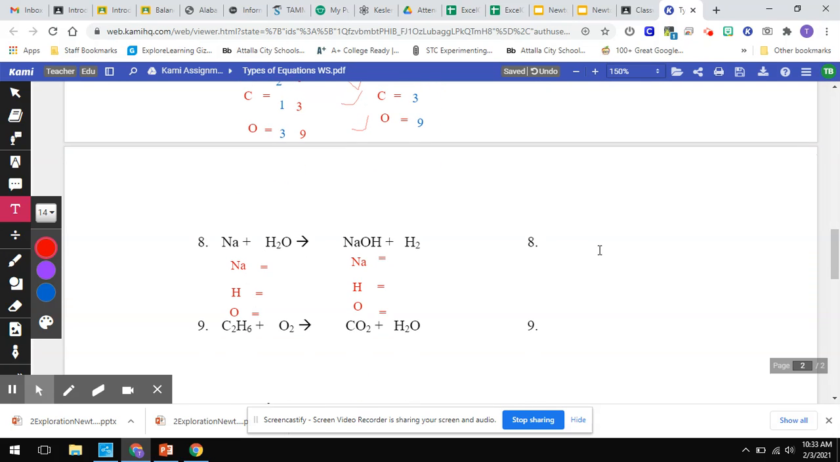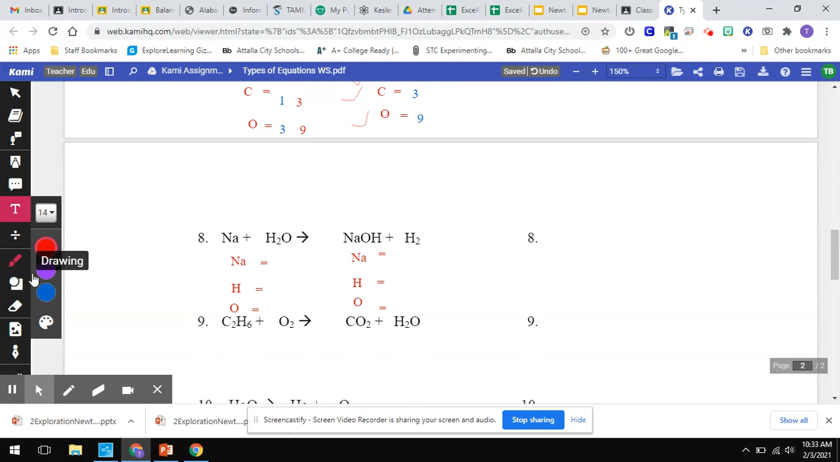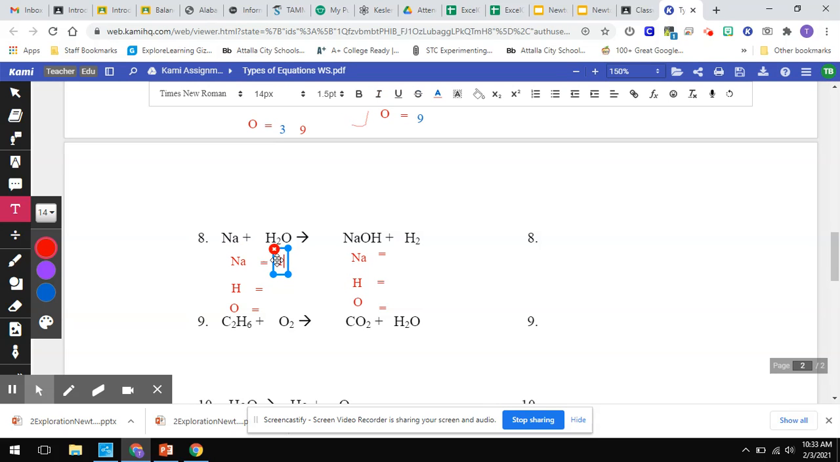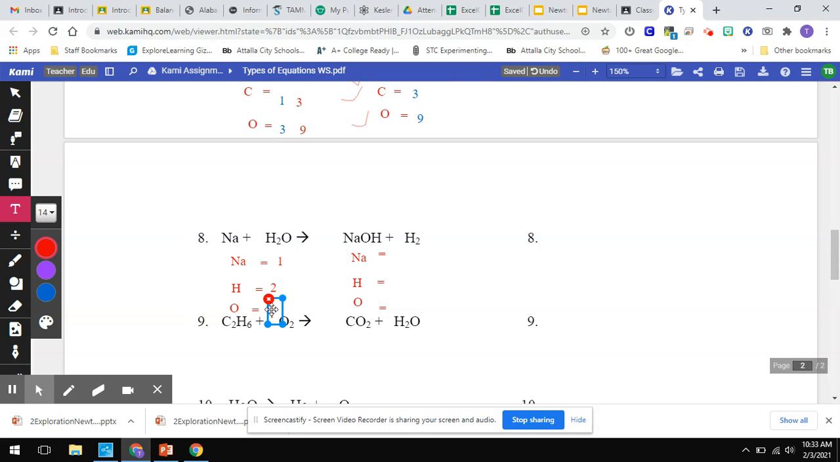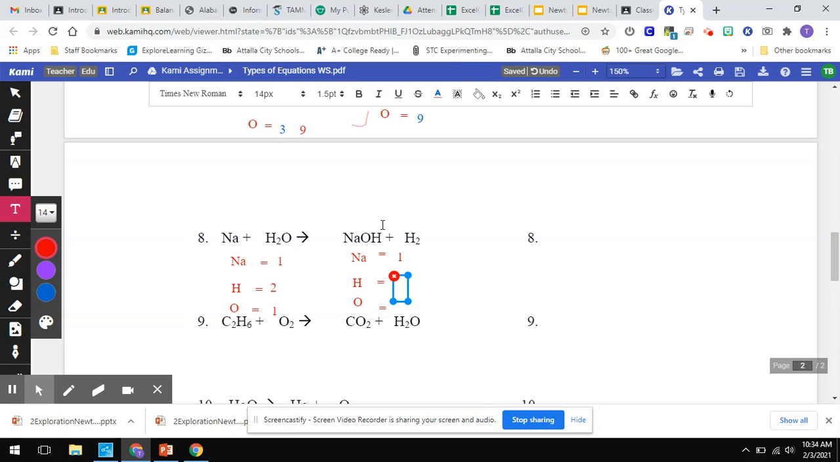Okay, I'm going to work one more problem, which is this one right here. And so I'm going to go through the process of going ahead and getting the count for this. So my sodium on the reactant side would be a 1 because it has no subscript. My hydrogen would be a 2. And my oxygen would be a 1. So over on the product side of the equation, my sodium is a 1. My hydrogen would be a 1 plus 2, so it would be a total of 3. And then the oxygen is a 1.